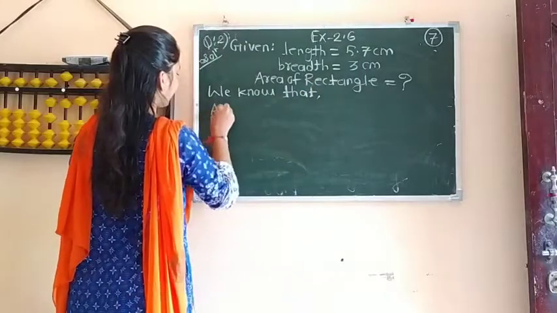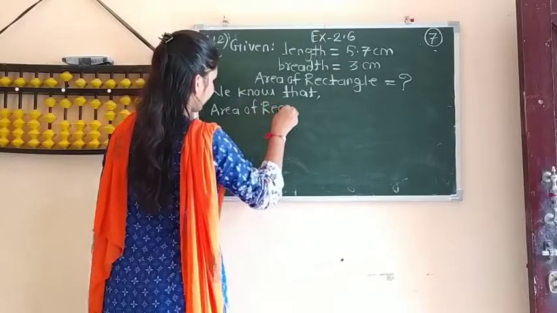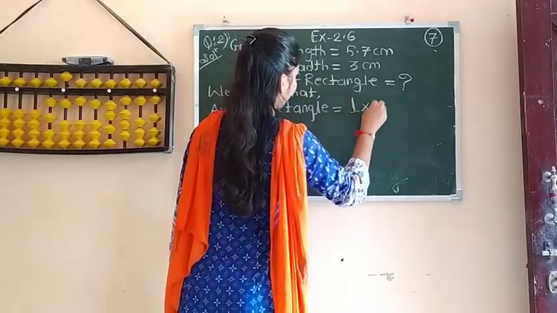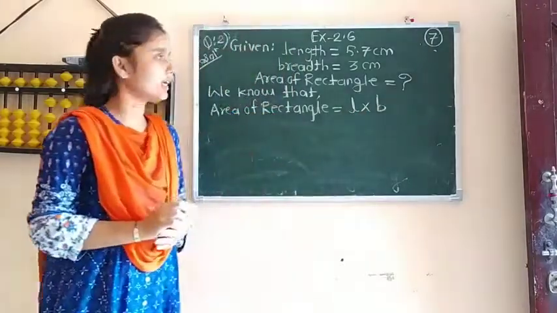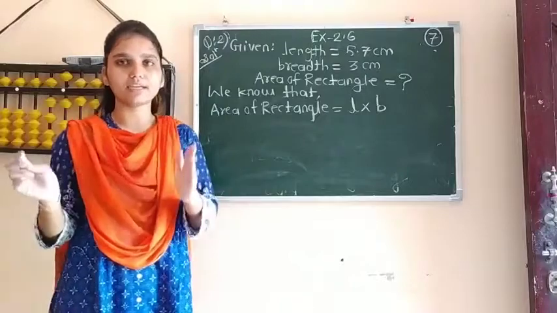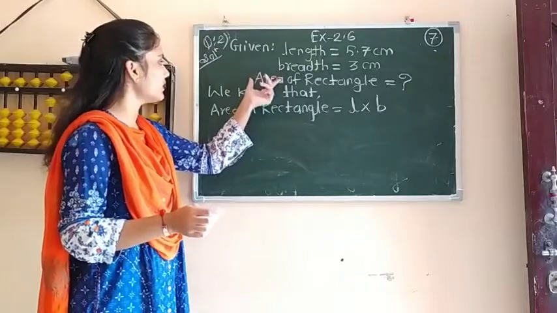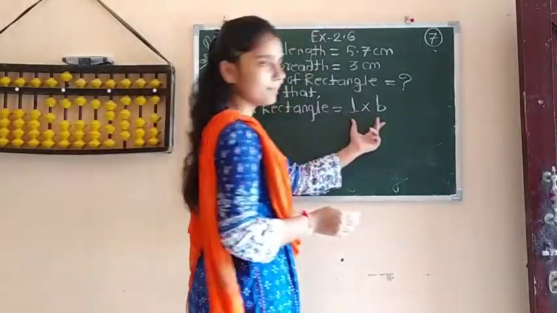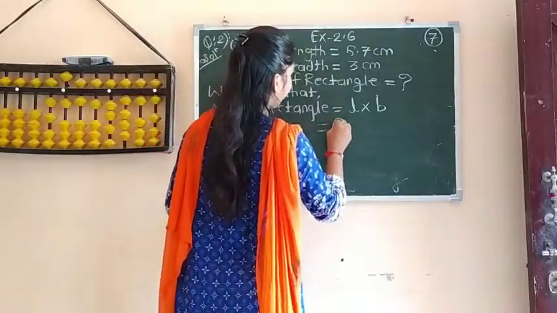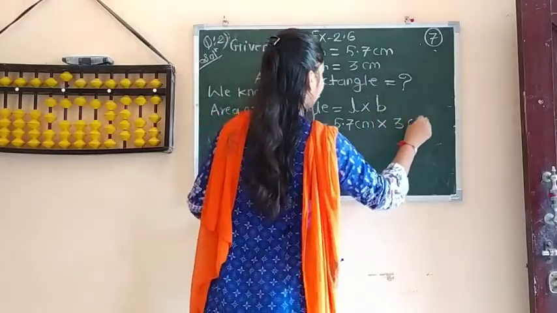What do we know? Area of rectangle is equal to length multiplied by breadth. Don't get confused here. To find the perimeter of rectangle, the formula is 2 multiplied by bracket length plus breadth. And here it is asked area, not perimeter. So for area, the formula is length multiplied by breadth. So substitute the value of length and breadth here. So value of length is 5.7 centimeter multiplied by breadth is 3 centimeter.